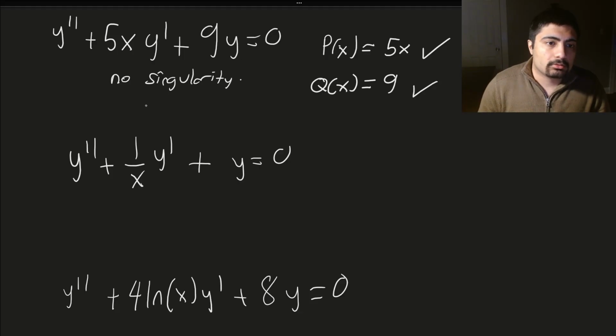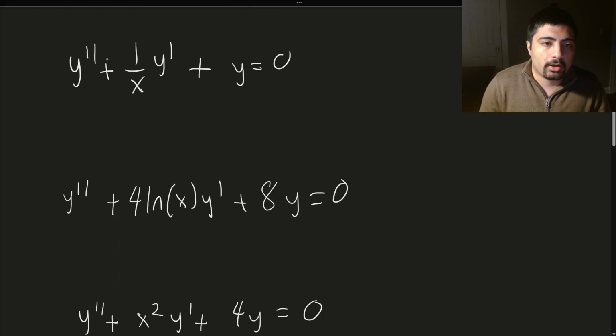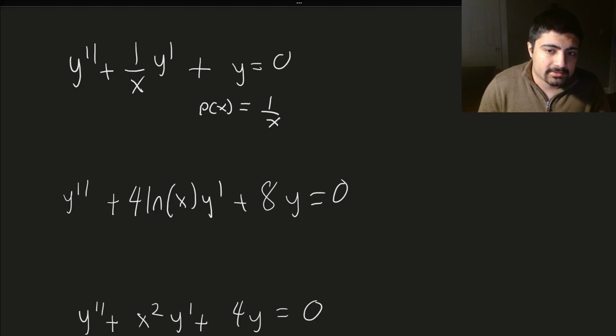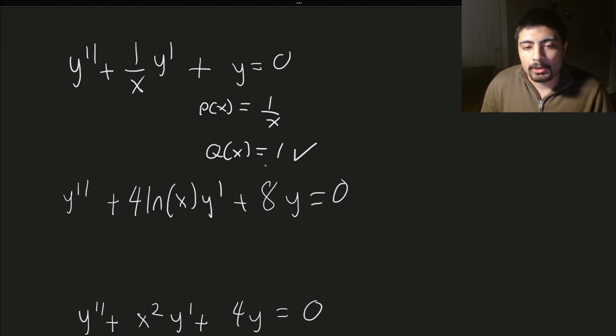Okay, let's do number 2. y double prime plus 1 over x y prime plus y equals 0. This is also in standard form, and our p(x) function will be 1 over x, and our q(x) function will be equal to 1. Likewise to 9, 1 is also defined everywhere, and we don't have any discontinuity. However, for p(x) equals 1 over x, we do have a vertical asymptote at x equals 0.